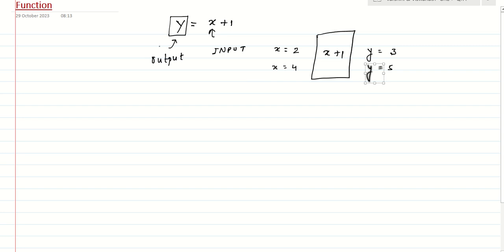I said the function is the process. We have the input. What is the input we have here? X equals 2, x equals 4. What is the output I get? 3 and 5. So remember, we'll have conditions for the input. Always look for the conditions, right? Based on the conditions of the inputs, we'll get different outputs, right? So this is called the function. What is the function? X plus 1 all together is called the function.